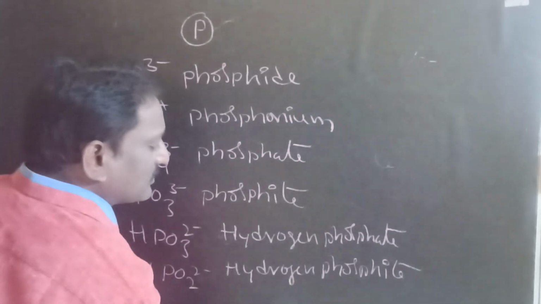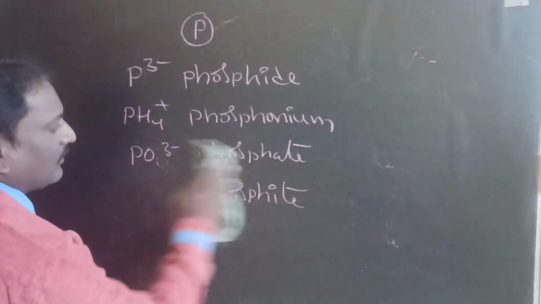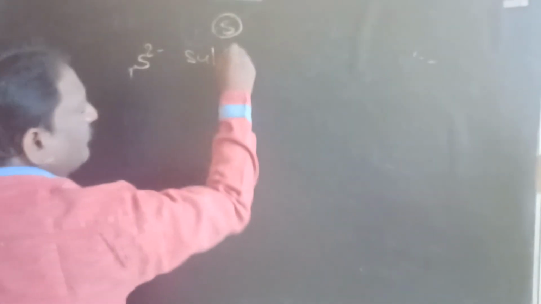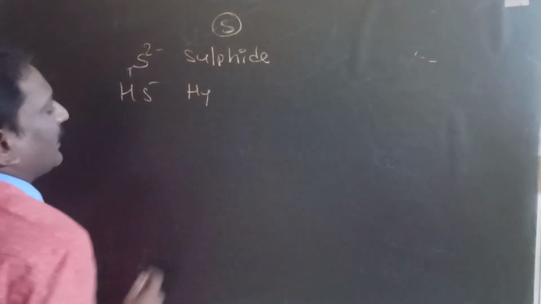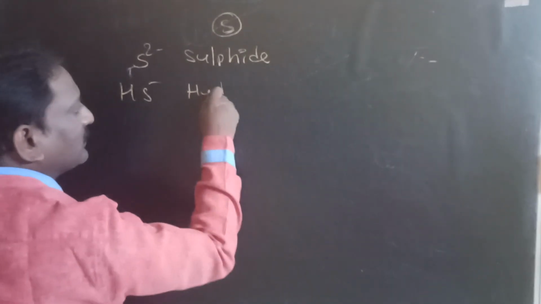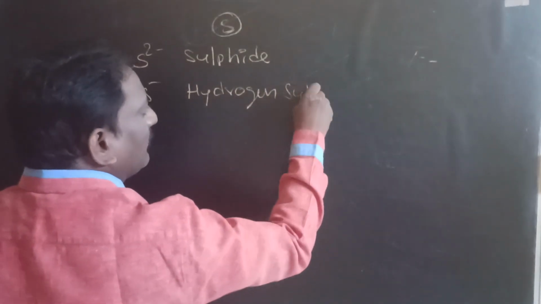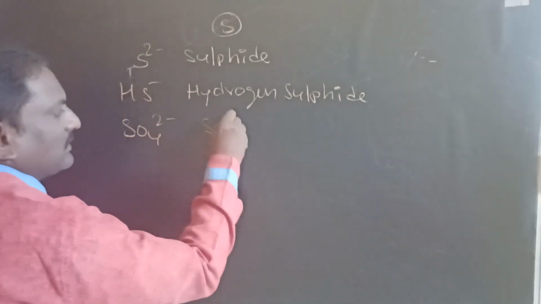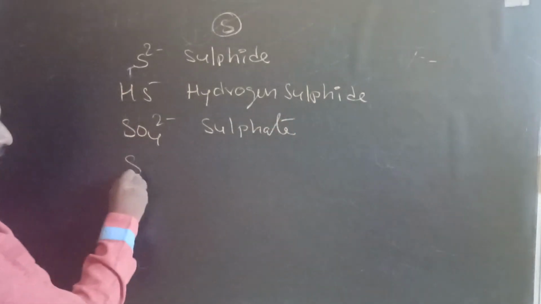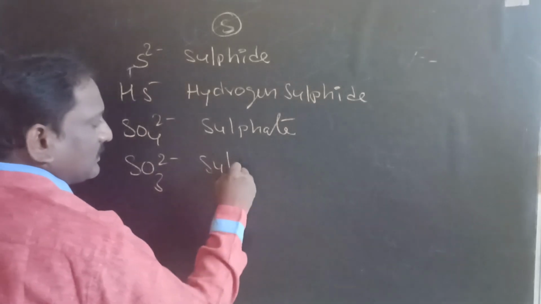Next one, ions based on sulfur. S2 minus, sulfide ion. HS minus, hydrogen sulfide or bisulfide ion. SO4 2 minus, sulfate ion. SO3 2 minus, sulfite ion.